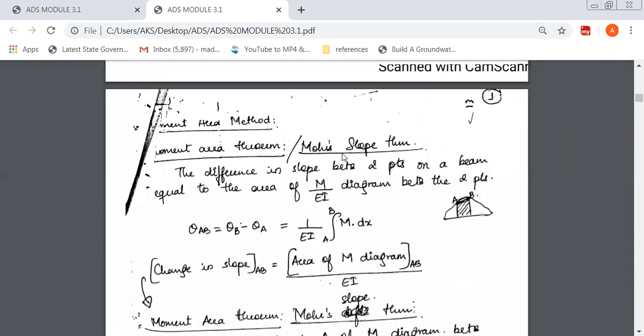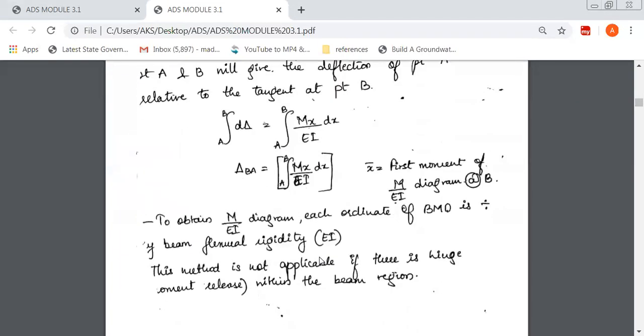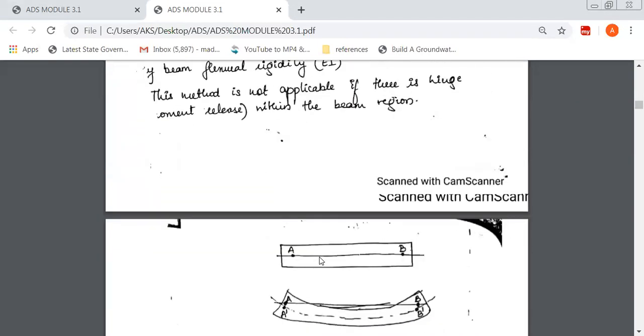Mohr's slope theorem determines the change in the slope. It determines the value of theta B. Thus, if you want to find the change in the slope, you just have to find the area of the M over EI diagram for the given bending moment. And the second theorem, Mohr's deflection theorem, determines the vertical displacement of the member.